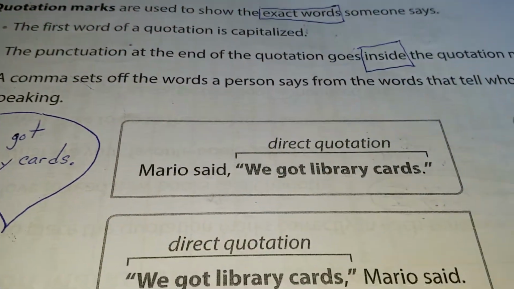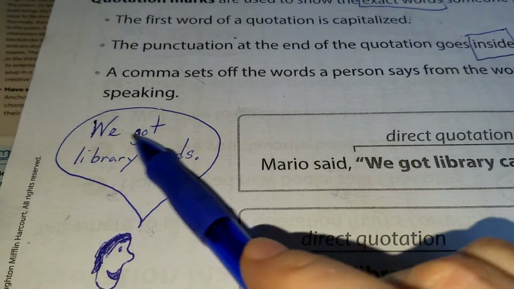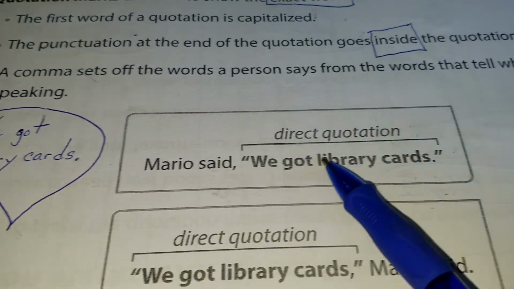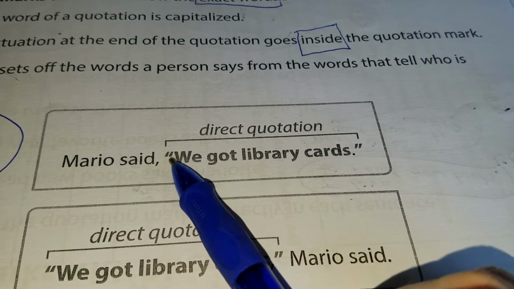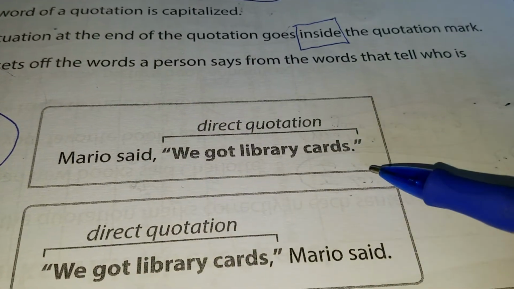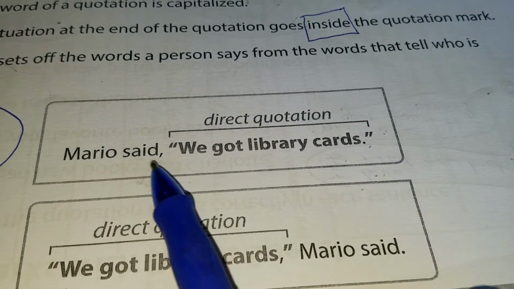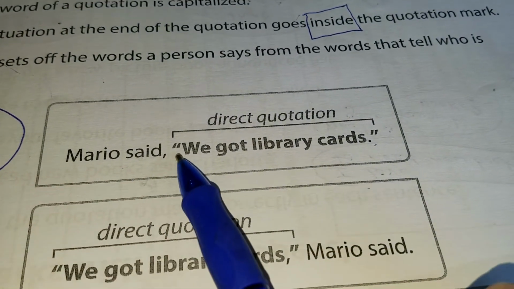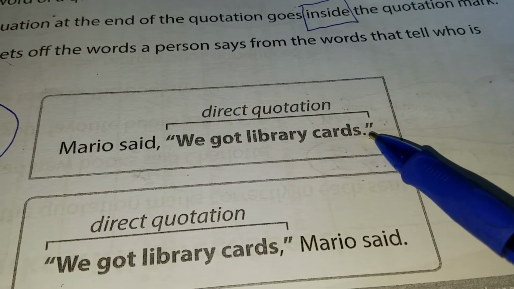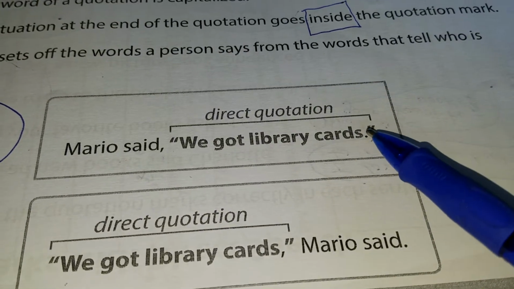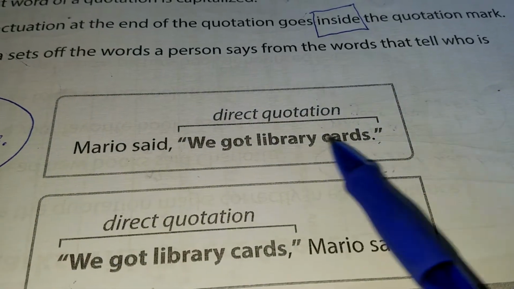All right, so in our example here, there's Mario. These are the words that came out of his mouth: We got library cards. This is what it would look like in print. Mario said, notice the comma, open quotes, "We got library cards," period, close quotes. So do you see that order? So here's your identifier. Mario said, comma, open quotes, "We got library cards," period, close quotes. So that period goes inside the closed quotes. All right, so be aware of that.